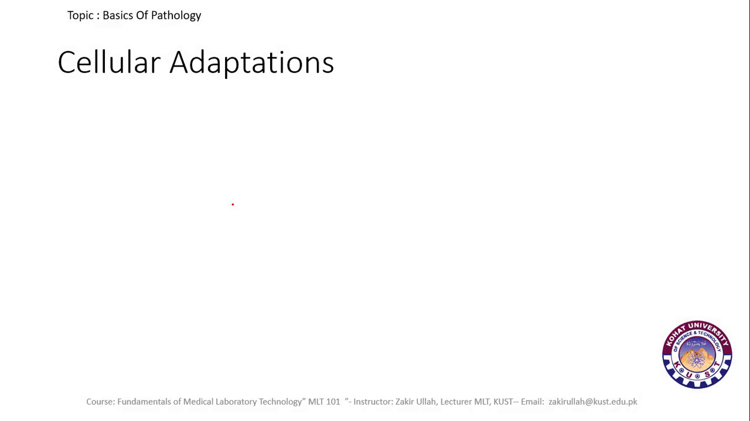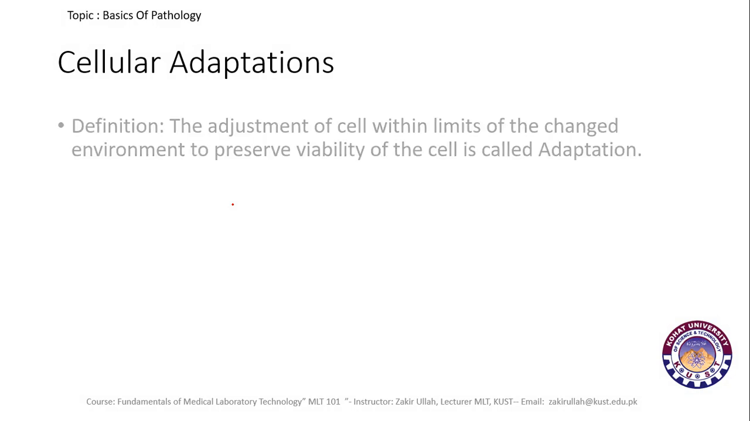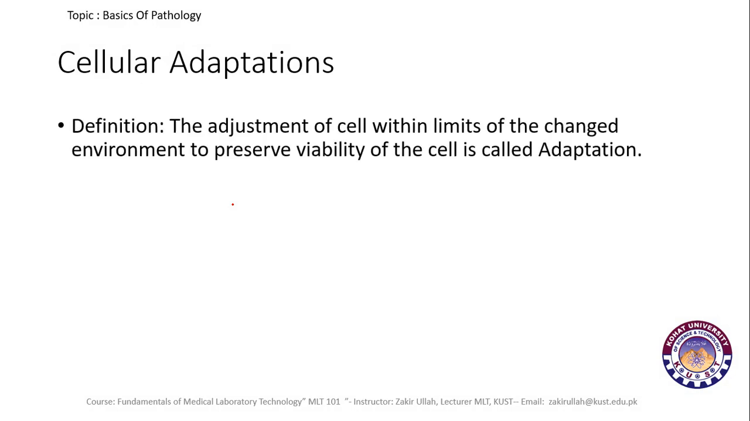Now, let us discuss the different cellular adaptations. Cellular adaptation is defined as the adjustment of the cell within the limits of the changed environment to preserve the viability of the cell. So cellular adaptation is basically the change of the cellular environment according to the changed conditions within the body, within the tissue or within the organ. This type of change is called cellular adaptation.